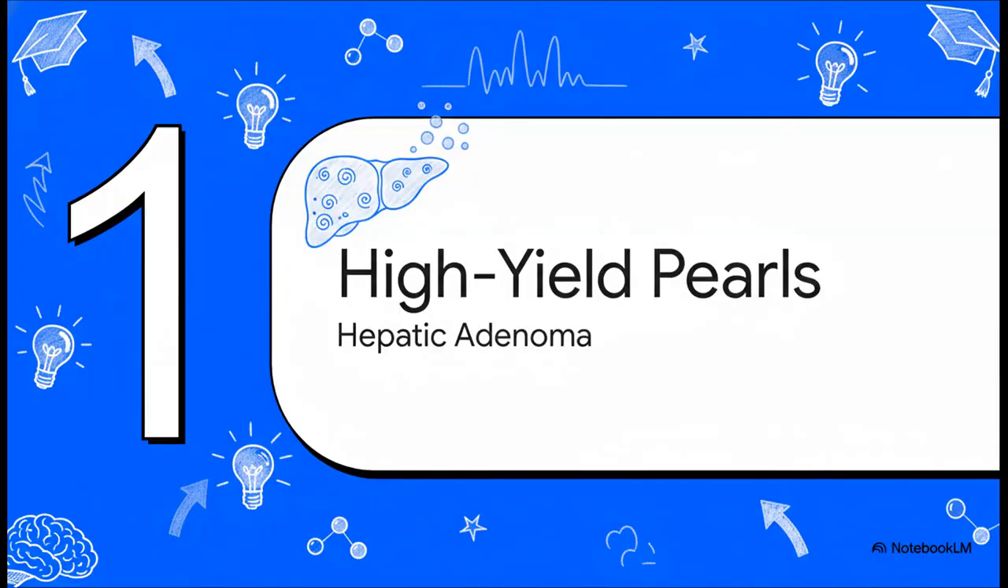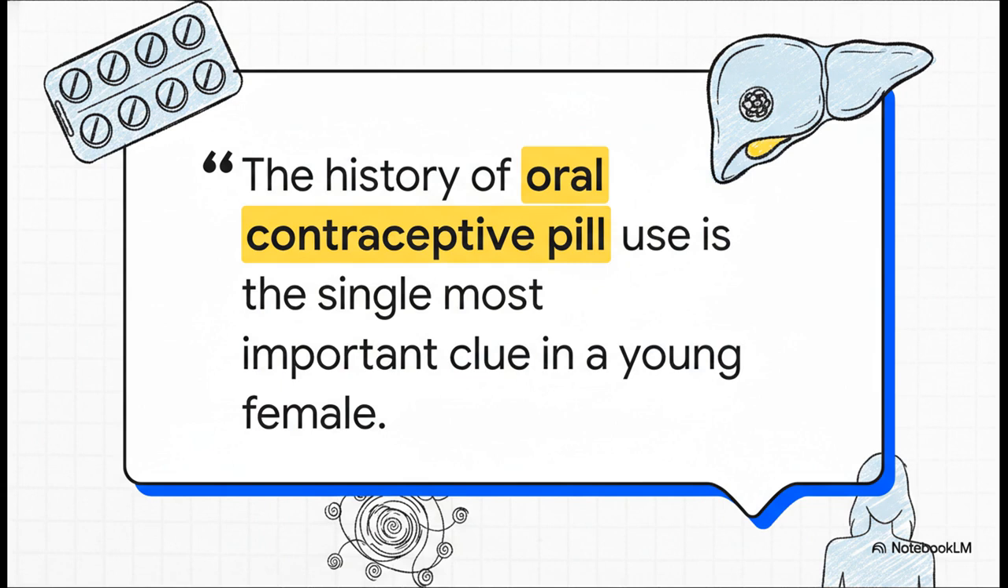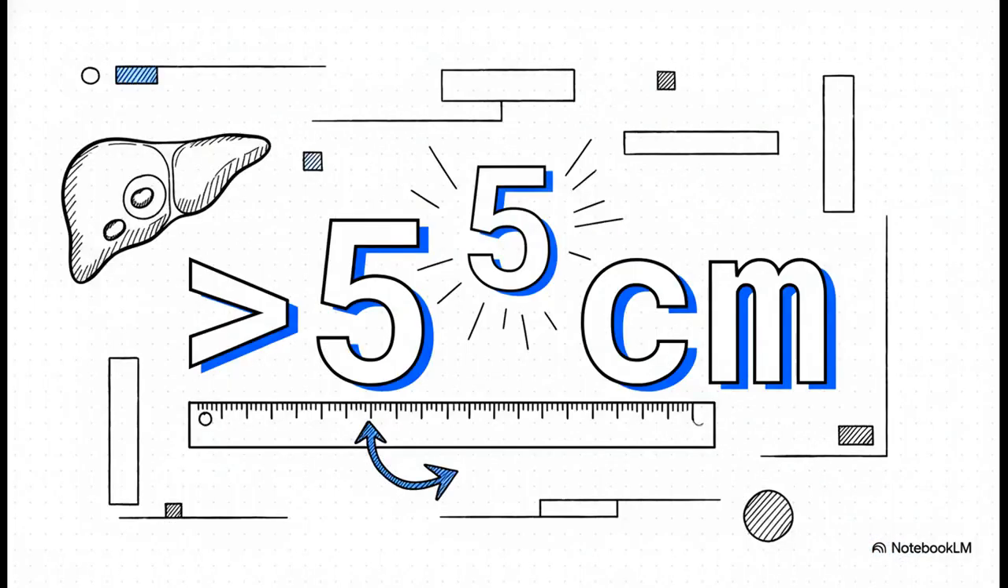All right, let's switch gears and really hammer home the high-yield exam pearls. These are the key takeaways you absolutely have to know for hepatic adenoma. If you remember just one thing, let it be this. In a young female with a solid liver lesion, the history of OCP use is the single most important clue. It's the classic exam trigger that should immediately make you think of hepatic adenoma. Now, let's talk about the magic number, 5 centimeters. This isn't just an arbitrary measurement. It's the critical decision-making threshold that will guide your entire management plan.